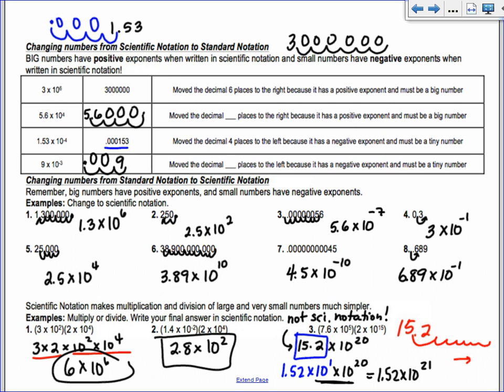All right, and then I'm going to move it back. So as I move it back, I have my 20 times, but then I have to go one more to get it between 1 and 10. Do you guys see that? So that's why my final number is 21. You see, it's like you put it back in standard and then put it back in scientific.